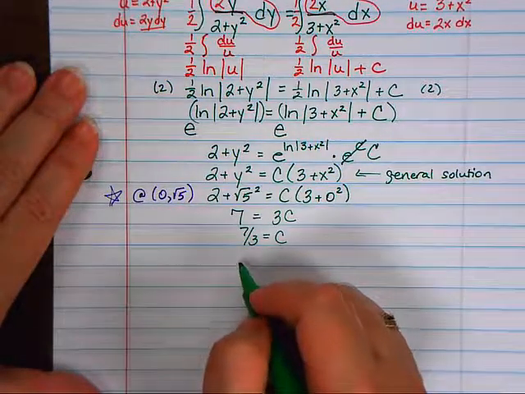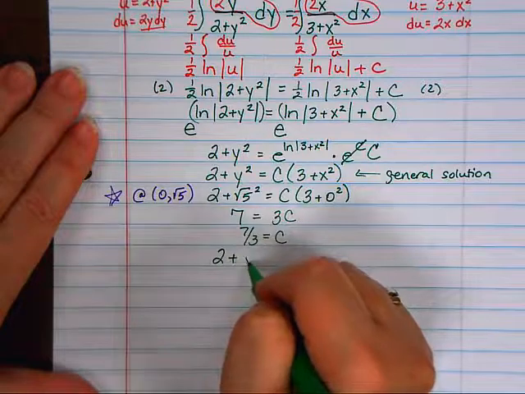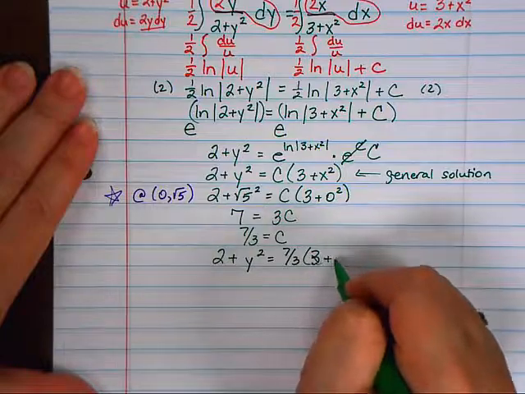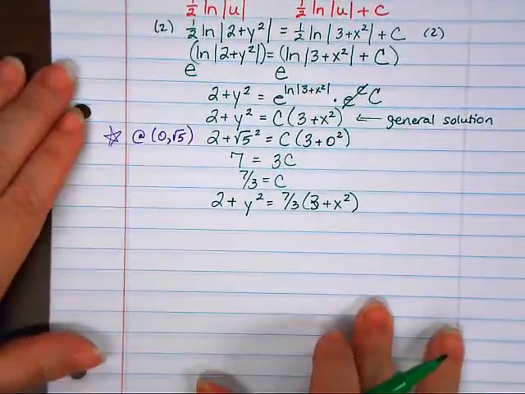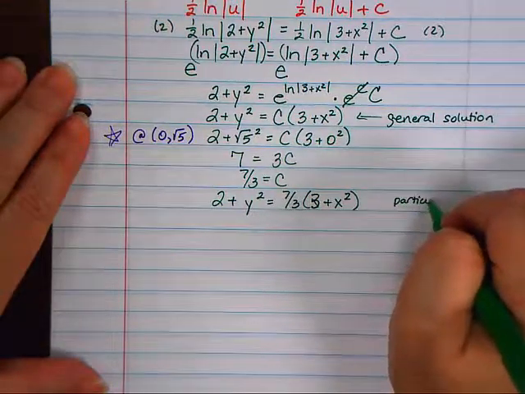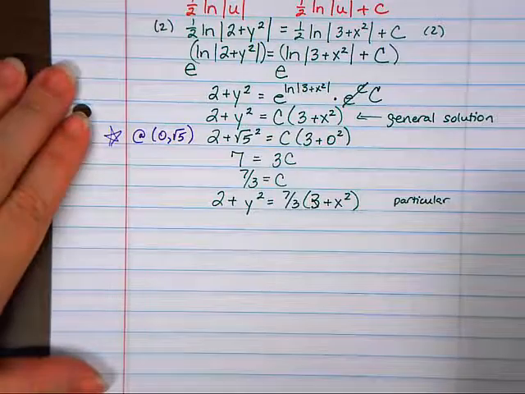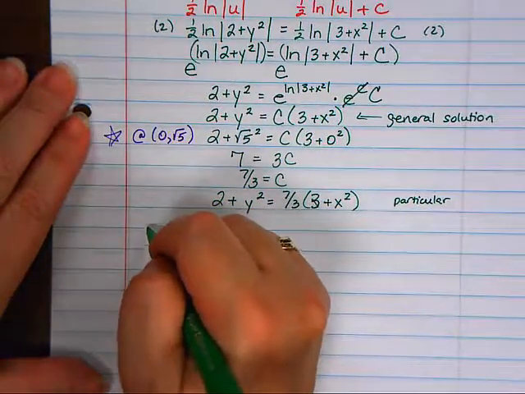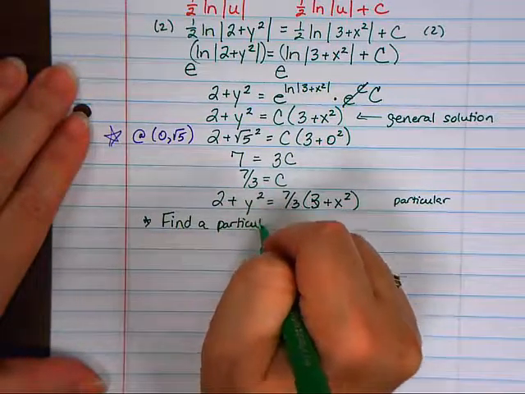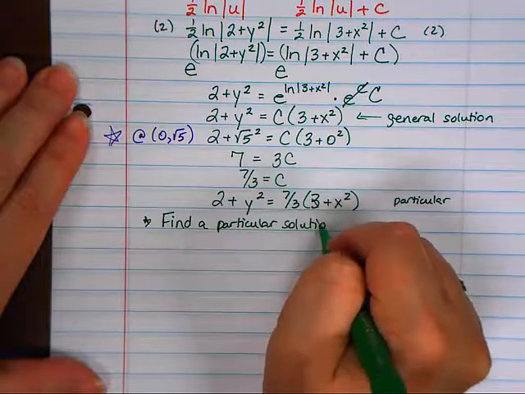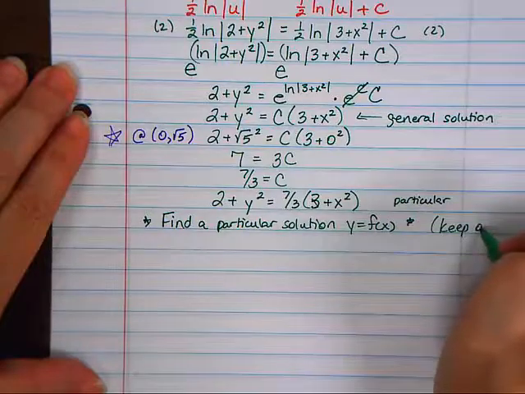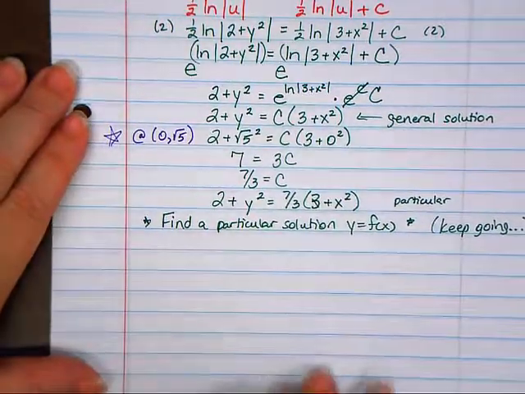So now we're to the point of having 2 plus y squared equals 7/3 parentheses 3 plus x squared. That is a particular solution. Okay, but I'm going to do like the AP tests have been doing, and I want you to go farther. If they say find a particular solution of x, you have to keep going. In other words, you got to solve for y.